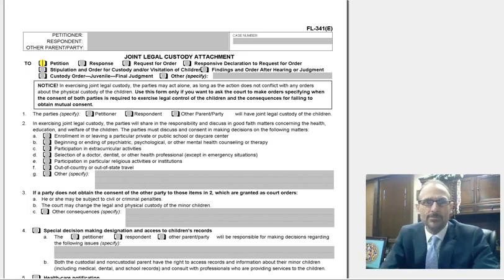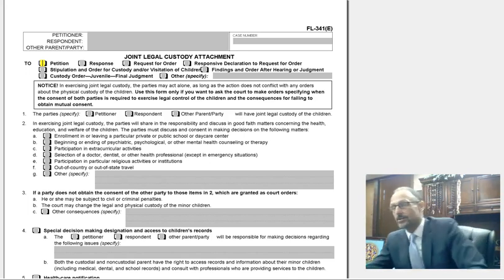There's an important notice here, and I'm just going to read it out loud. It says right there at the top of the form, notice, in exercising joint legal custody, the parties may act alone as long as the action does not conflict with any orders about the physical custody of the children. Use this form only if you want to ask the court to make orders specifying when the consent of both parties is required to exercise legal control of the children and the consequences for failing to obtain mutual consent.